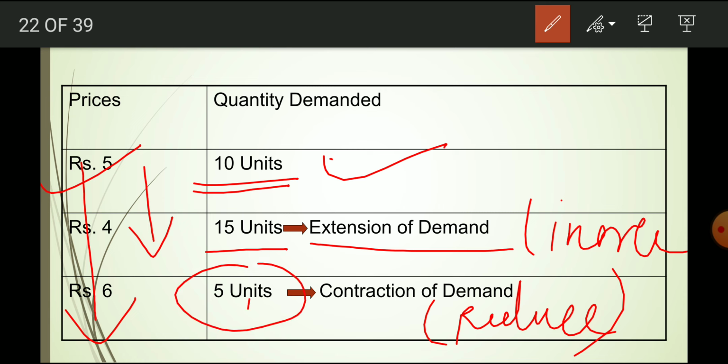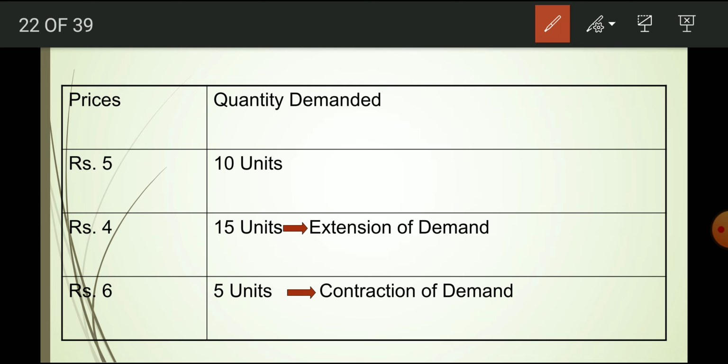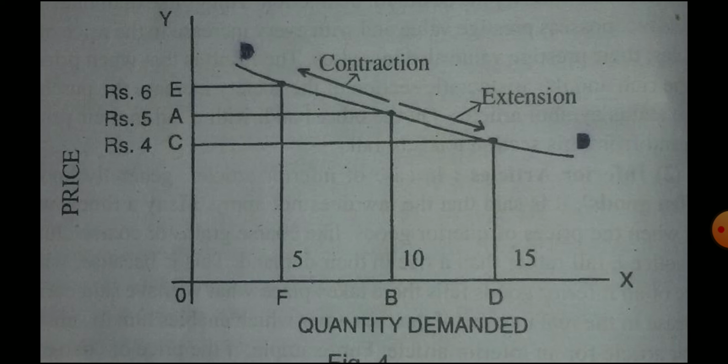Why? Because the price of the product will increase. So it is, whenever price of the product reduces, at that time quantity increases, to ene shu kevay, extension. And whenever price of the product increases, to demand shu thai, decrease, to ene shu kevay, contraction. You have to just keep in mind, demand vadhe to extension and demand ghate to contraction.